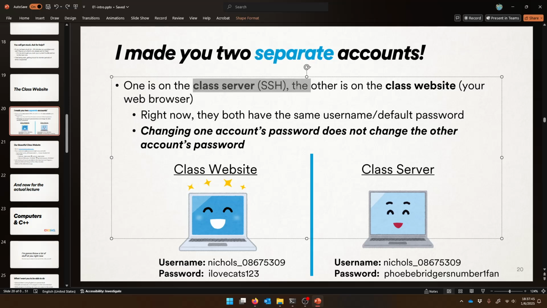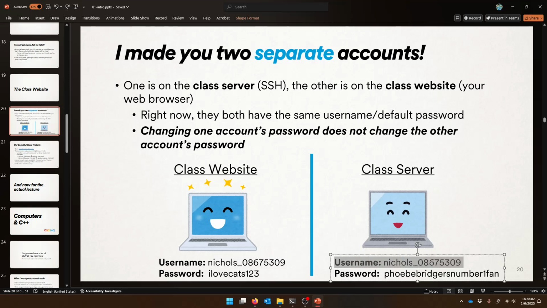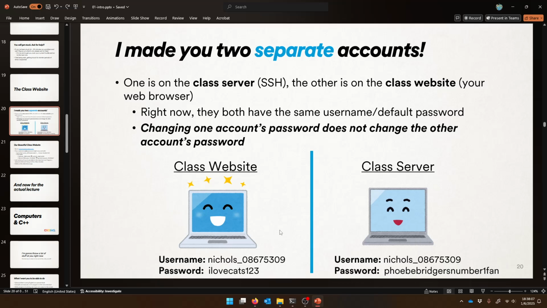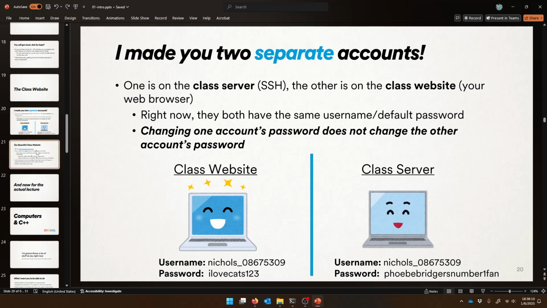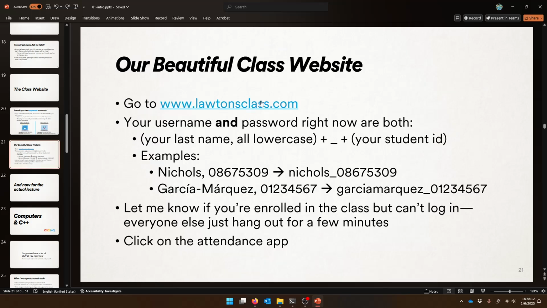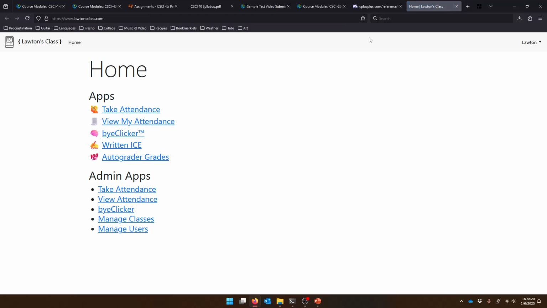So you've got the class server, but you also have the class website, this thing that I'm talking about right now. They both have, by default, the same username and password. But once you change one password, it does not change the other. That's a little confusing, so I made an entire slide because of that. You have the same username in both places, but you can change the password to different things, and changing one password does not change the other. Your default password is probably still the same on the class website unless you've already gone there. It's www.lautensclass.com, and your username and password is the same thing right now.